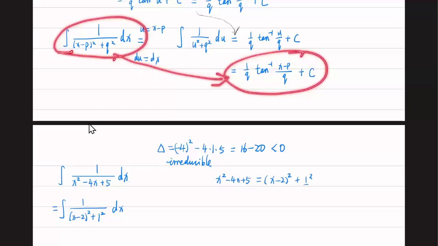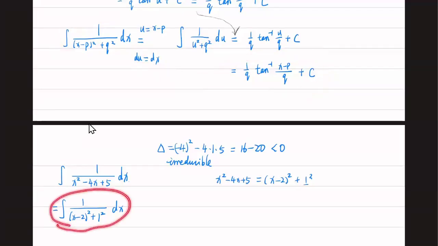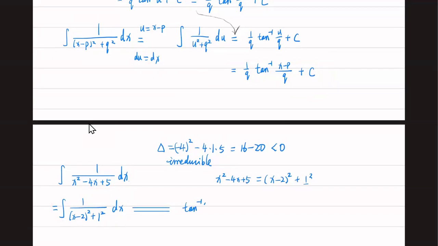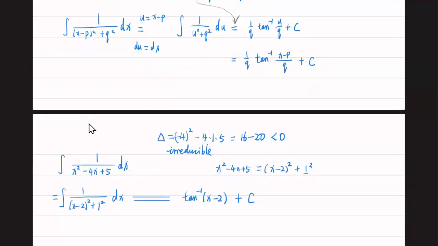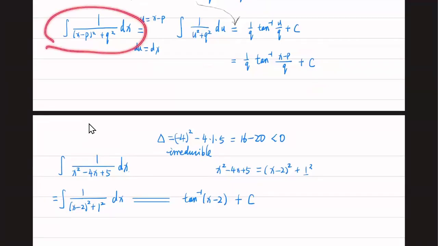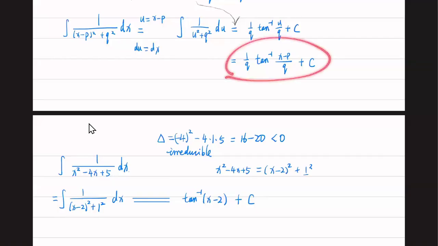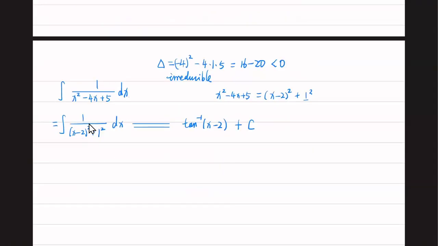So Zhishen, what's the integral of this? Inverse tan of x minus 2, plus c. Very nice. So we can apply this formula with p being 2, q being 1. That's the formula, straightforward. I'm going to change this a little bit and see what's the result.